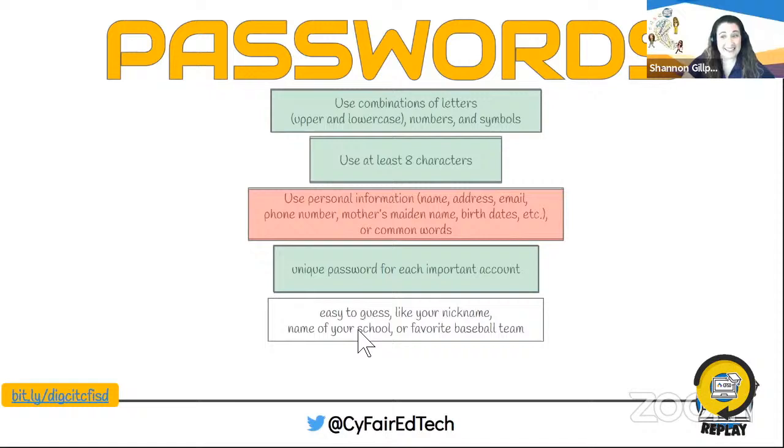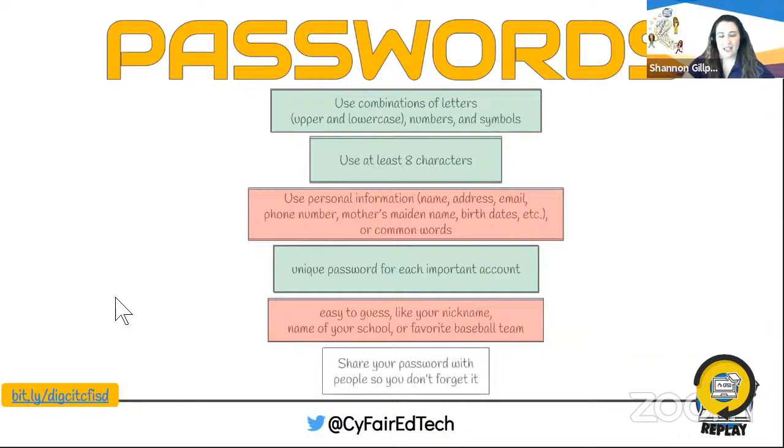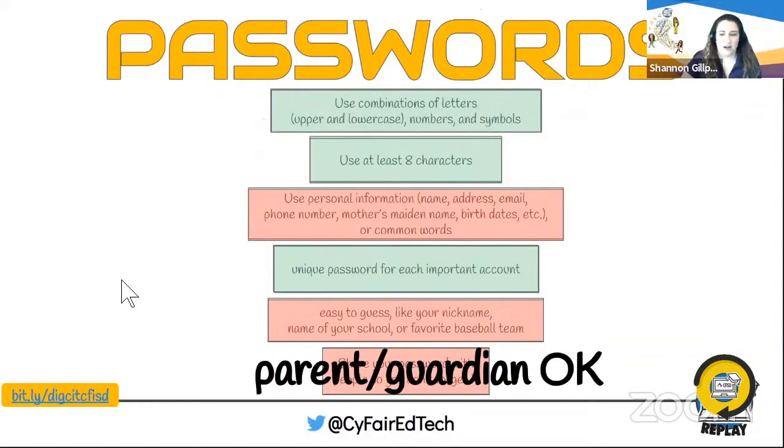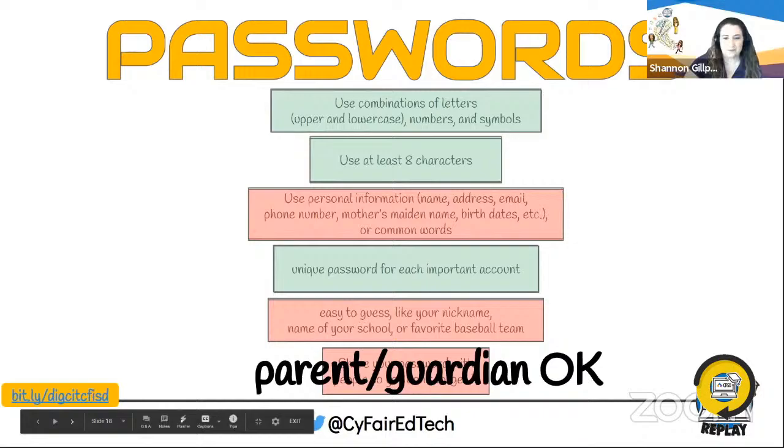So again, easy to guess, like your nickname, name of your school, or your favorite baseball team. Those are not things that will make a password strong, because people are able to figure that information out. And then what about sharing your password with people so you don't forget it? Not a good idea. No, it does not. However, just like we've said before, your parent and guardian, it's okay to share that with them. But as far as anyone else, keep that information secure.